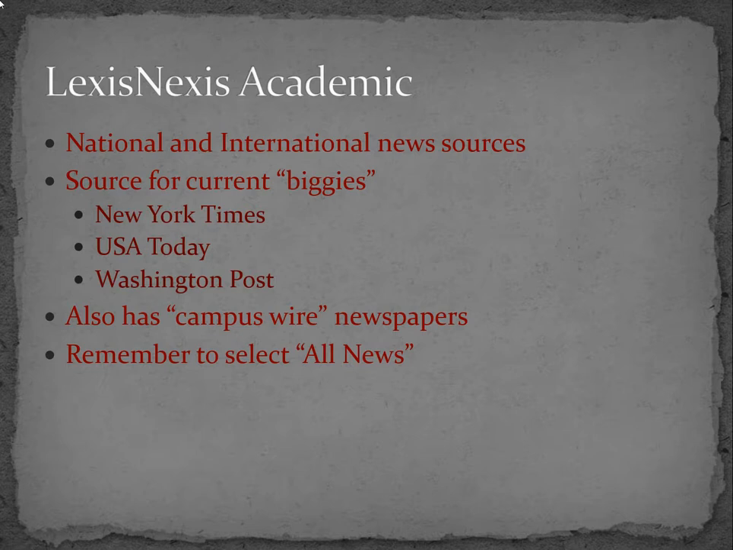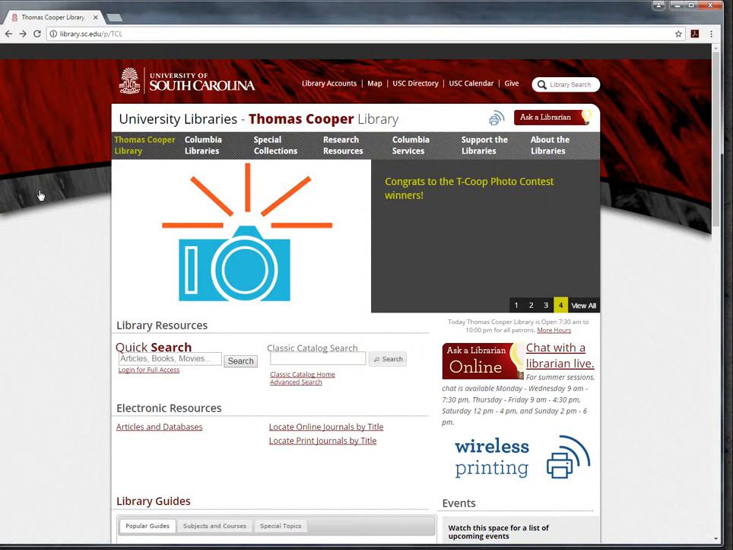So LexisNexis Academic provides you with national and international news sources. And these are really coming from the big ones. So things like New York Times, USA Today, Washington Post, and then also there's lots of international coverage. So you might find things from the China Daily or big papers that get lots of circulation throughout the world. They also have campus wire newspapers, so that's things like the Daily Gamecock and other newspapers that are on college campuses. And the main thing to remember here is to select all news. So let me show you what I'm talking about in just a second.